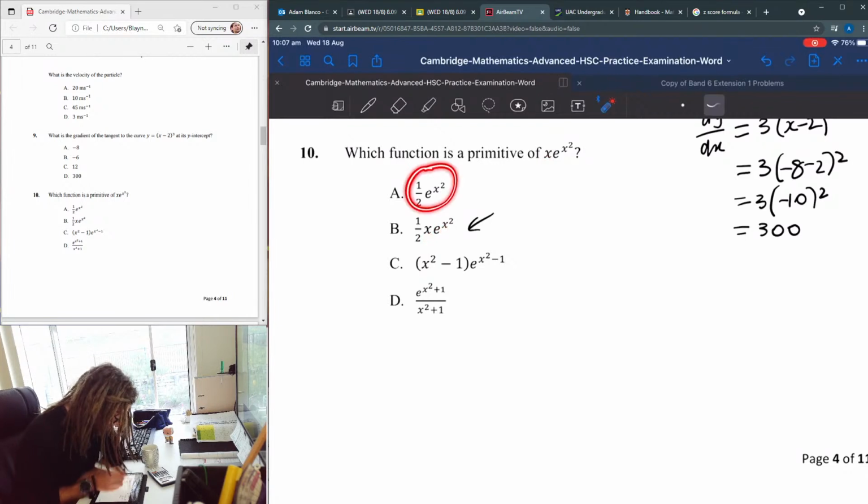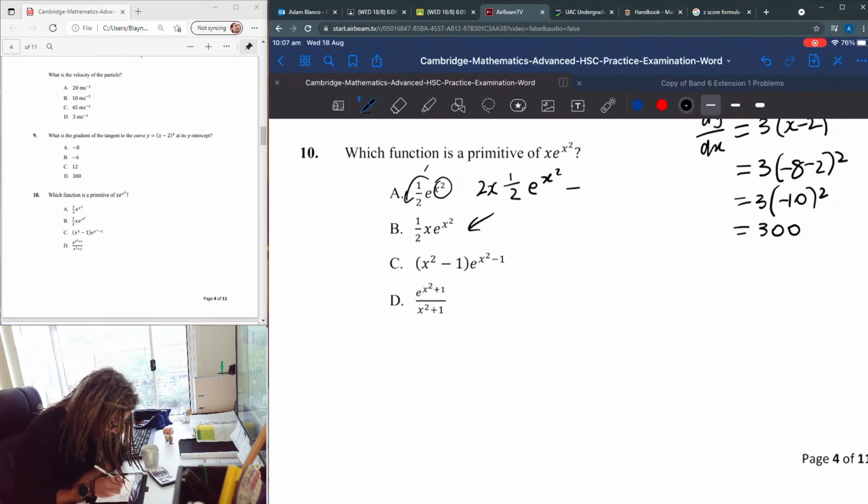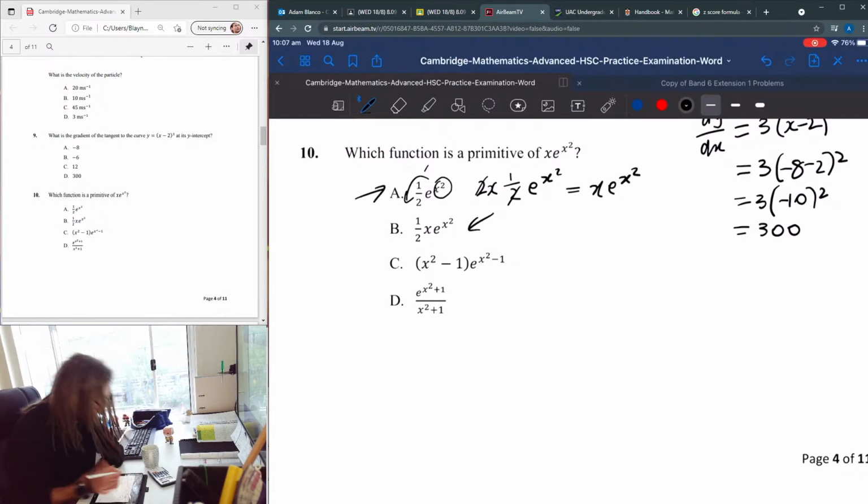So I think it's this one, because if I differentiate that, I've got 2x times a half e to the x squared. So I brought this down here, the derivative of it. So I differentiated it. So then these go. So that's just x, e to the x squared. So it's that one, it's a.